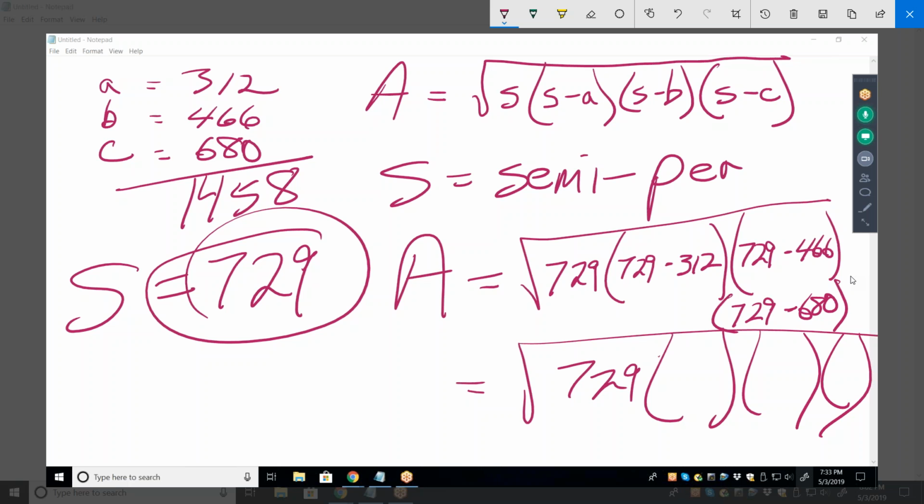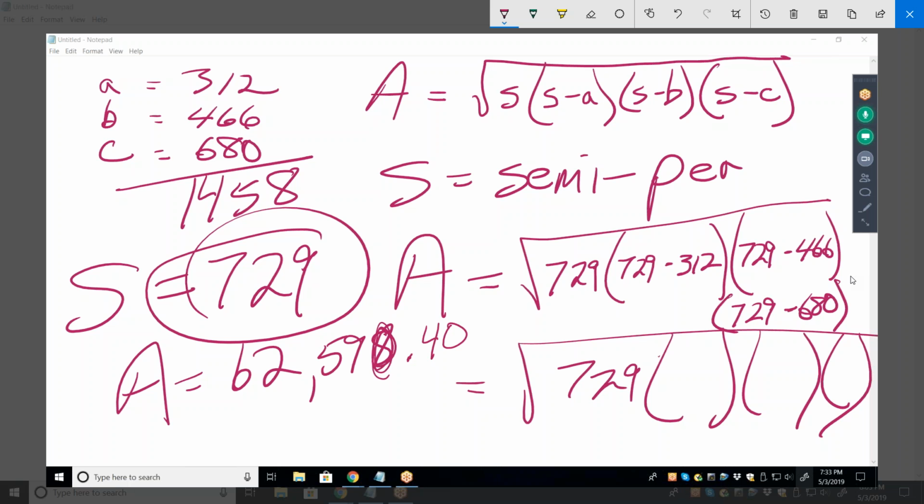Okay? And then you can, that's a calculator. Yeah, I'm not doing it on the calculator, so I'm not going to know whether you got anything that makes sense or not. What did you get, though? 62,598. Did you take the square root of that? And is that after you took the square root? Okay.